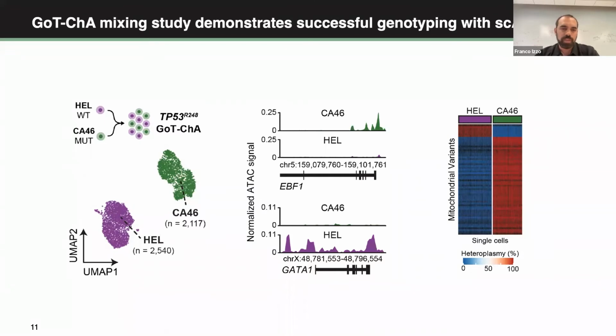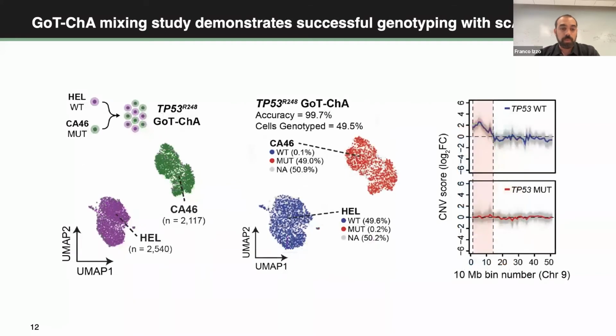So our next step was to actually perform the GoTChA genotyping calls. And what we observe is that when we project the genotype labels obtained by GoTChA, it results in very high accuracy. In this particular experiment, we had 99.7% accuracy, and we recovered almost 50% of the cells' genotypes. So this demonstrates that you can successfully genotype the cells at the same time as obtaining chromatin accessibility information.